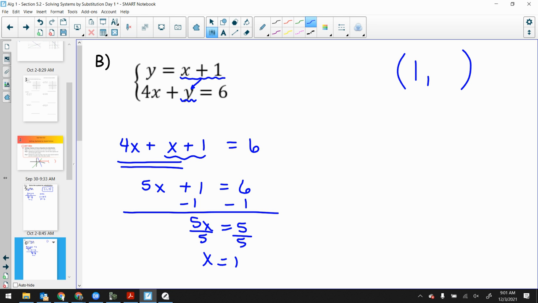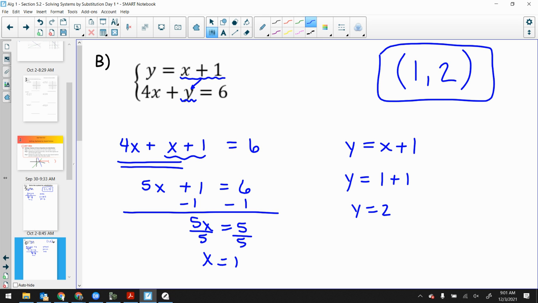I go to my answer blank. I wrote 1 comma something. And now I have to plug in 1 back into one of my original 2 equations. Well, I think you guys would agree with me that the top equation looks a little bit more simple than the bottom equation. So I'm going to go into the top equation. Y is equal to x plus 1. That's my original top. So I'm going to say y is equal to 1 plus 1, which is 2. So my full coordinate where these two lines cross is 1 comma 2.